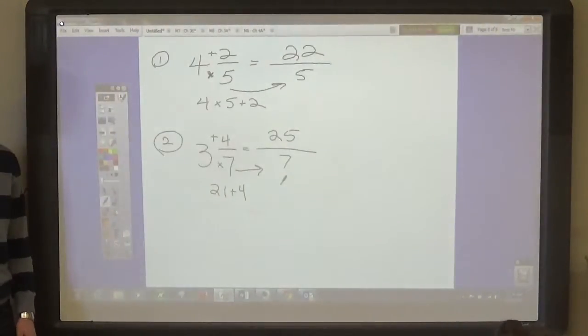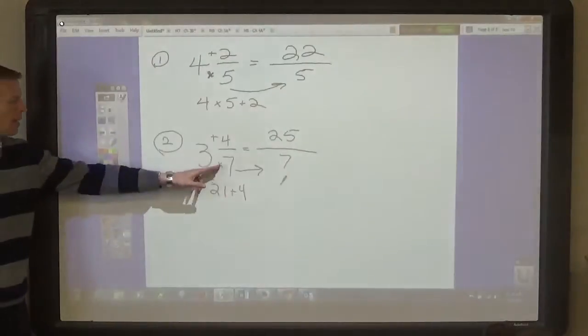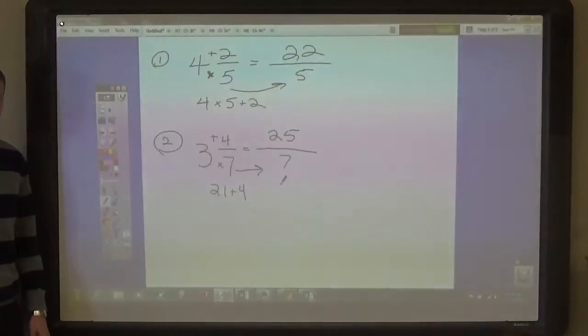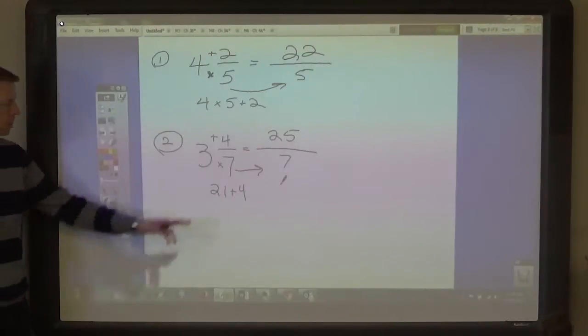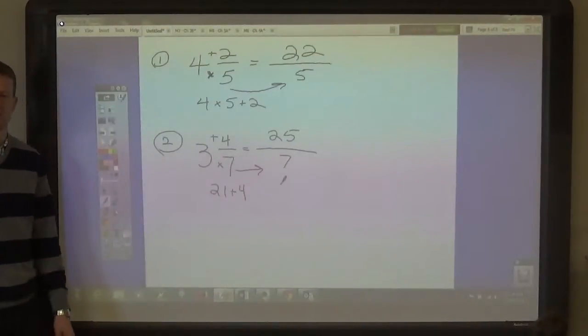Do we need to show our work? Or just put the times and the plus there? Can we just do it in our head, or is it necessary that we show it? Just put the times sign and the plus sign in. Okay.